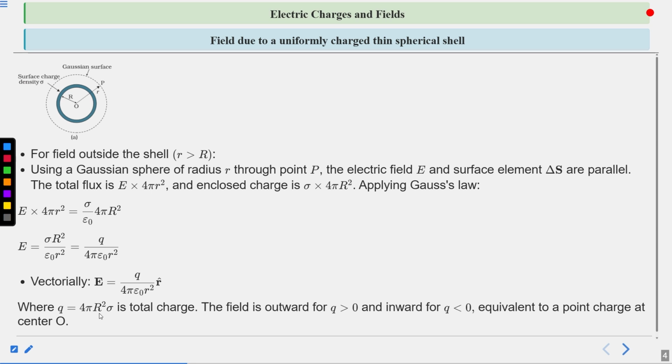Where we know Q is equal to 4 pi R square sigma, the total charge. The field is outward when Q is positive, and the field is inward when Q is negative. Or we can say it is equivalent to a point charge at the center O.